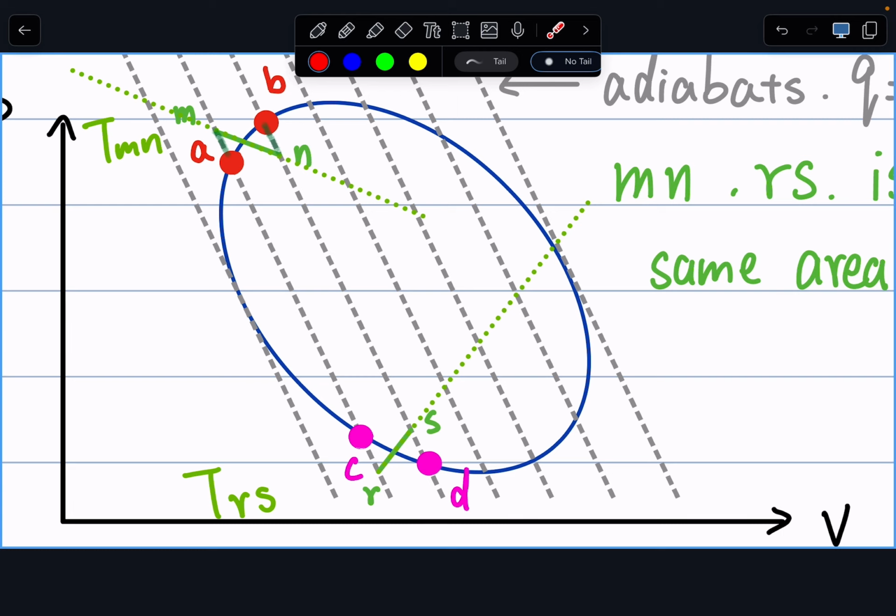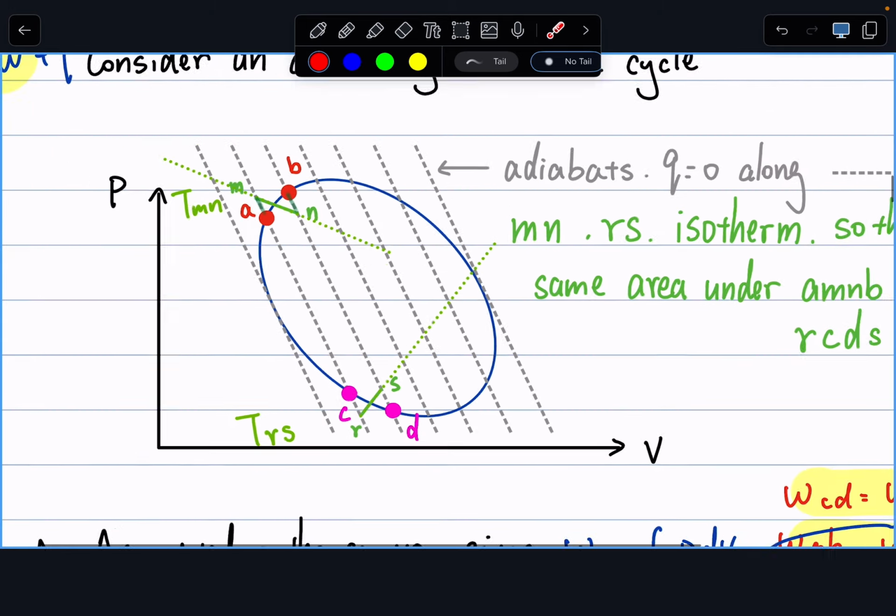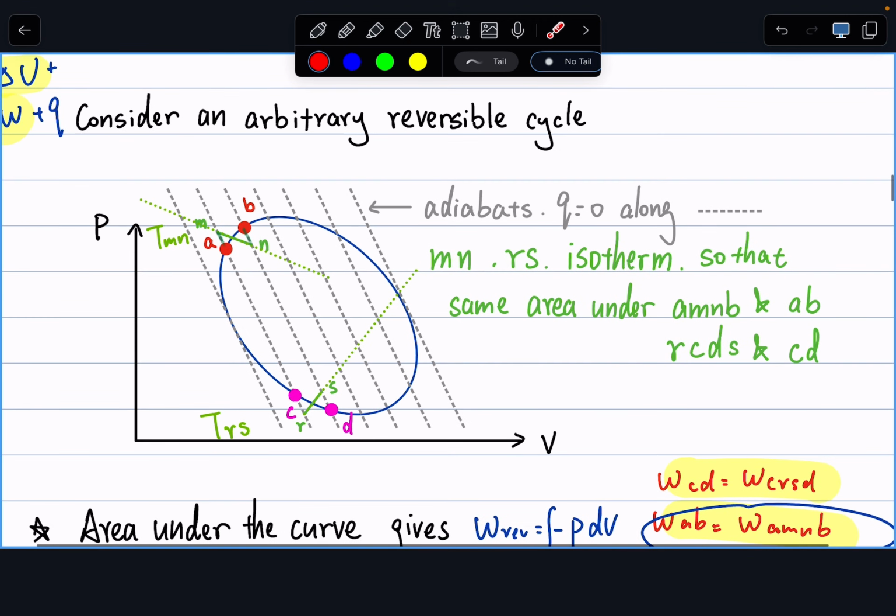So this one is set. All these gray lines are adiabats, right? For the cyclic process, these lines represent adiabatic processes. So any dots on the curve that are connected to each other are adiabatic processes. And then the green ones are when we're trying to find my MN and RS on the PV diagram. We'll manually set them to be on an isothermal curve, and then find the same area below AM and B and then AB, etc. So these were also set.